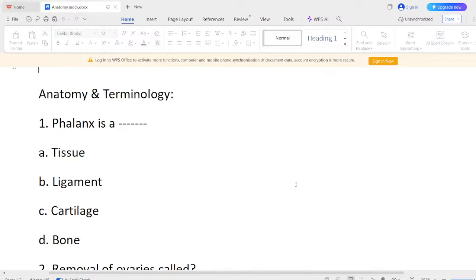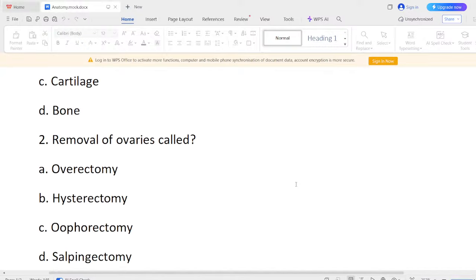Venu, correct, correct, correct. Phalanx is a bond. Very good, it's a bond. Yeah, with the correct answer, dear. Bond. Reddy, correct answer. Okay, Reddy also messaged.